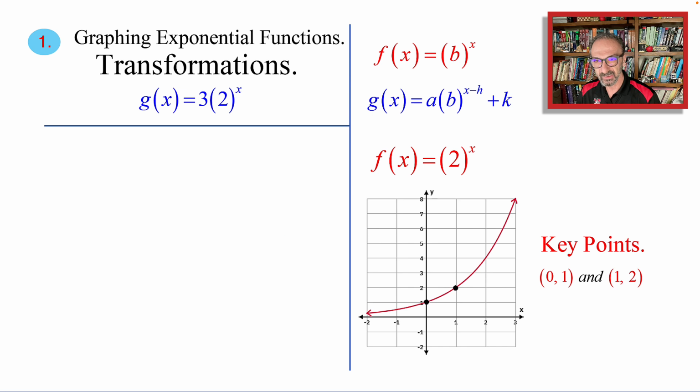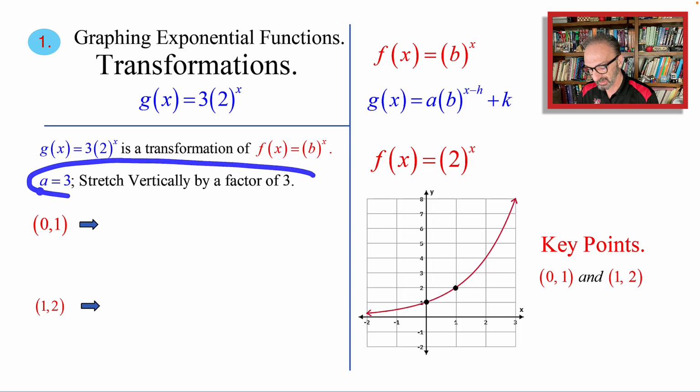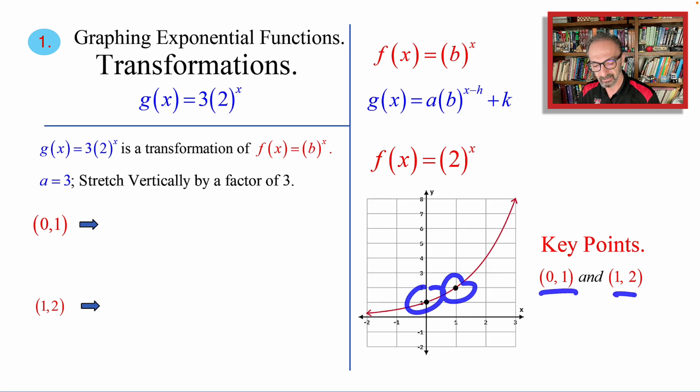Now, g of x equals 3 times 2 to the x is one type of transformation, which is the following. A equals 3, that's my a, that's my 3 right here. A equals 3, which is gonna give me a stretch vertically by a factor of 3. So what happens when you stretch vertically? When you go vertically, y gets affected, not x, and those are the key points, by the way, the ones that are mentioned right here.